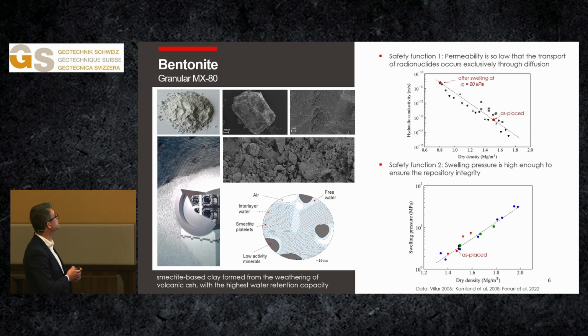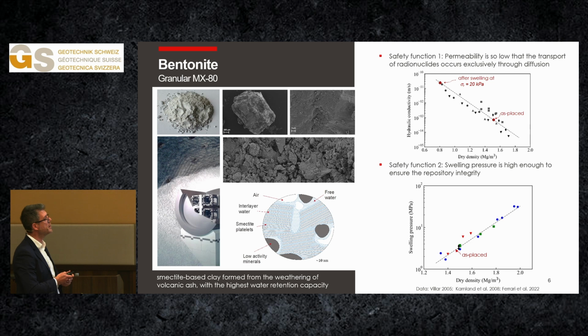Regarding bentonite, the Swiss case is about to use MX80, which is a smectite-based clay. Essentially, we see it in granular form. This is a single grain observed at the electron microscope. What we understand is that the structure of smectite materials is characterized by the presence of interlayers between the components of the particles, where water can be absorbed, and there is also water in between the big pores, the particles.